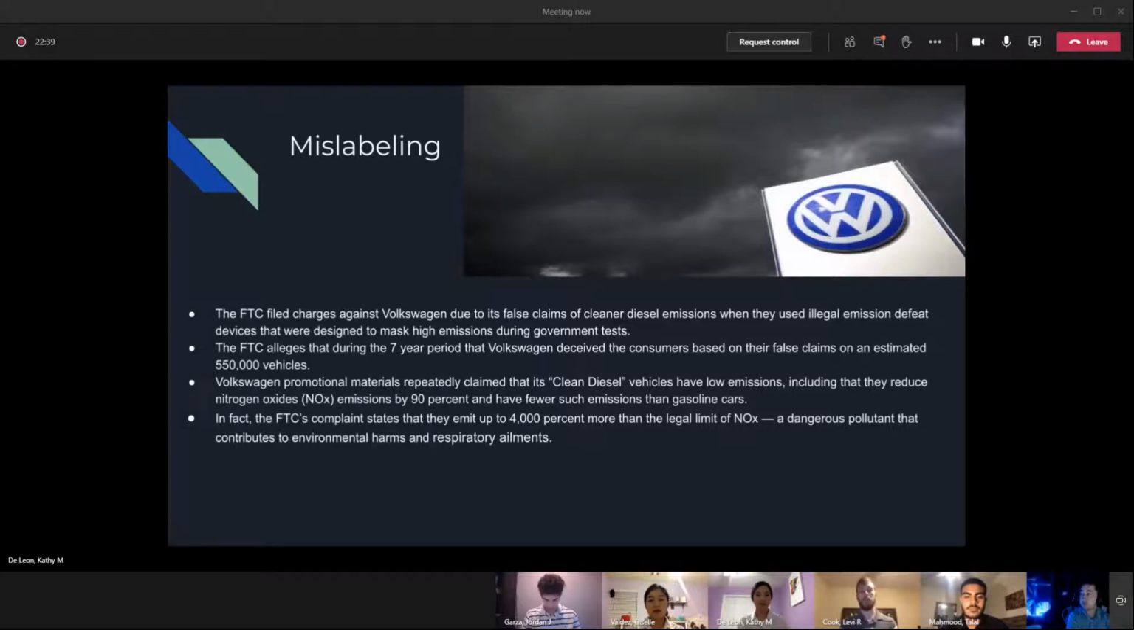The FTC alleged that during the 7-year period, Volkswagen deceived consumers based on their false claims on an estimated 550,000 vehicles. Volkswagen's promotional materials repeatedly claimed that its clean diesel vehicles have low emissions, including that they reduce nitrogen oxide emissions by 90% and have fewer such emissions than gasoline cars, which is unfortunately not true. In fact, the FTC's complaint states that they made up 4,000% more than the legal limit of NOx, a dangerous pollutant that contributes to environmental harms and respiratory ailments.